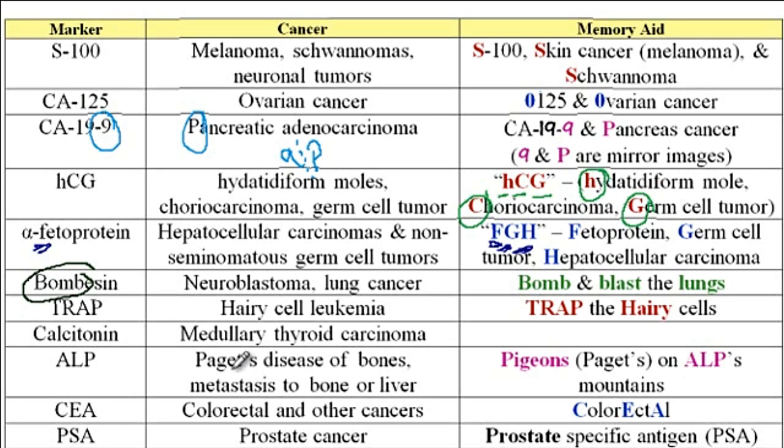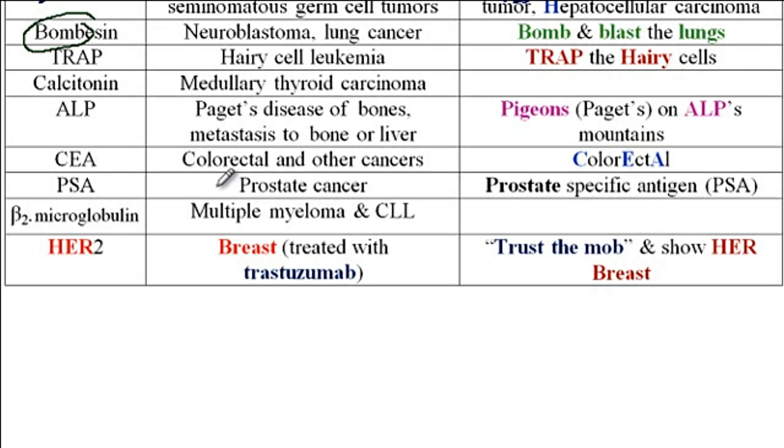ALP is elevated in Paget's disease of the bone, as well as conditions where there is metastasis to the bone or liver. For Paget's disease, the memory aid that I have for you is to imagine pigeons flying on top of the Alps mountains. So Paget's is associated with elevated alkaline phosphatase. Next we have CEA, which is increased in colorectal and some other forms of cancers. The way you can memorize it is colorectal. So CEA is elevated in colorectal cancer.